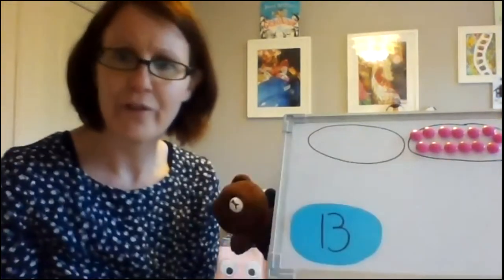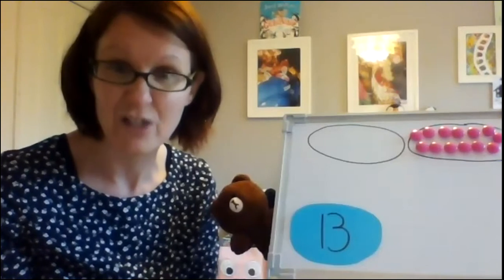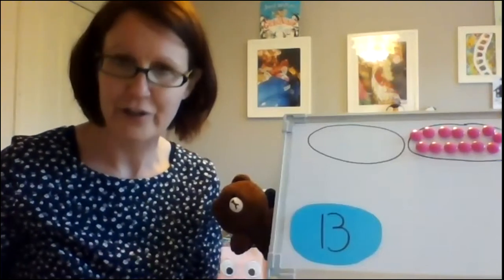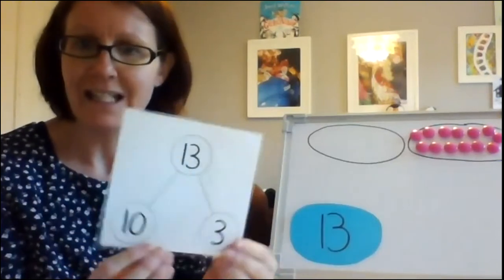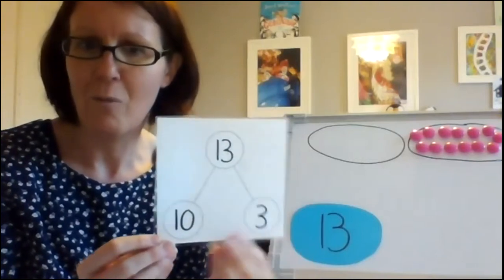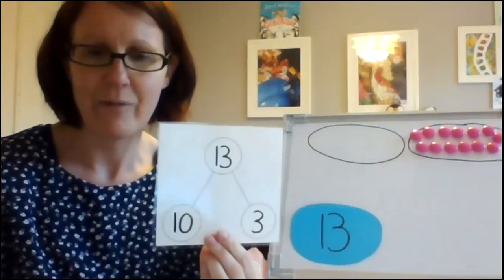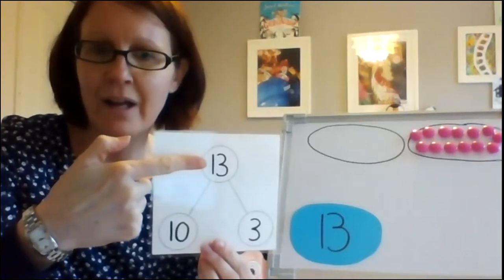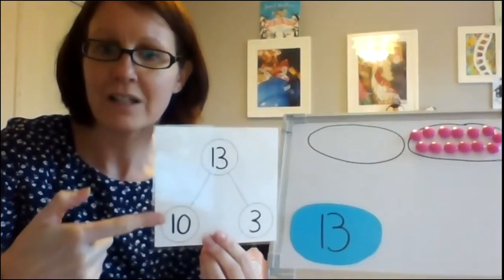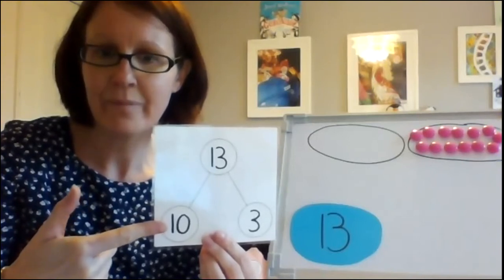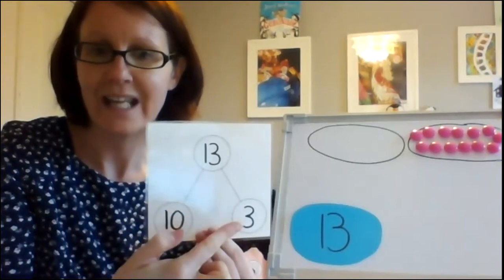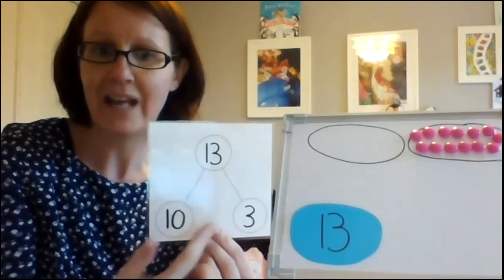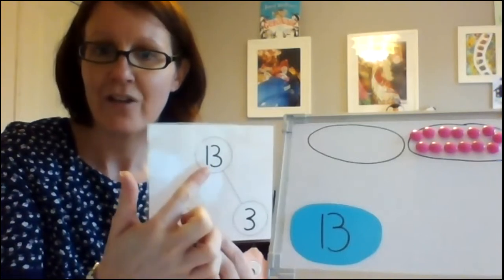Now, also show the number 13 in other different ways. This is the representing part, isn't it? So here we go. Here is our part whole model. You know these very, very well. So the whole number is 13. Okay, and one of the parts is 10, and the other part is 3. So 10 and 3 makes 13.